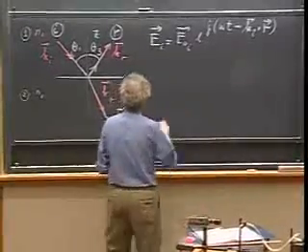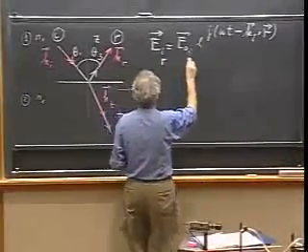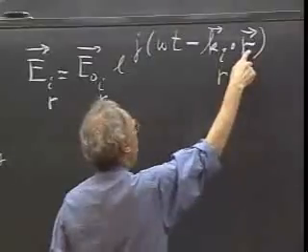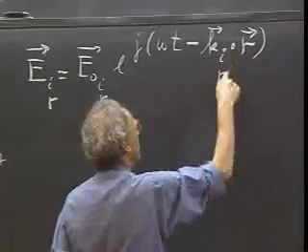I can now change the I to an R here and to an R here. And I can change this I to an R here. This R has nothing to do with that R. That is the position vector.